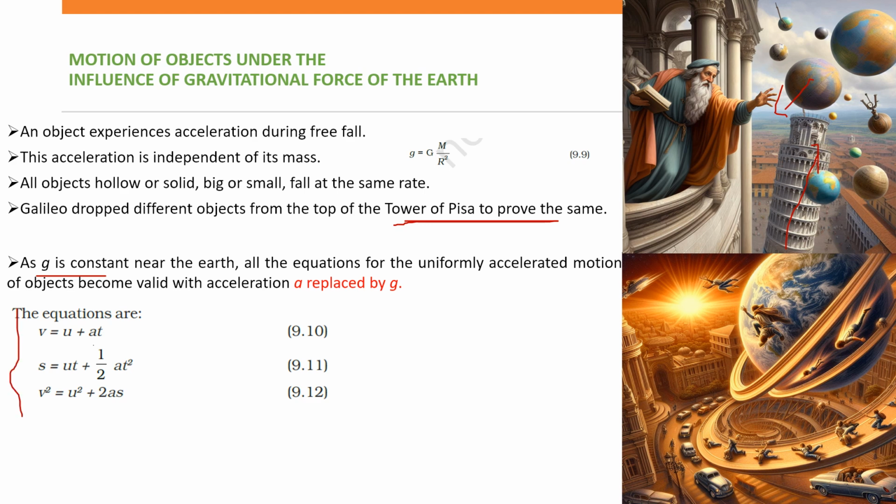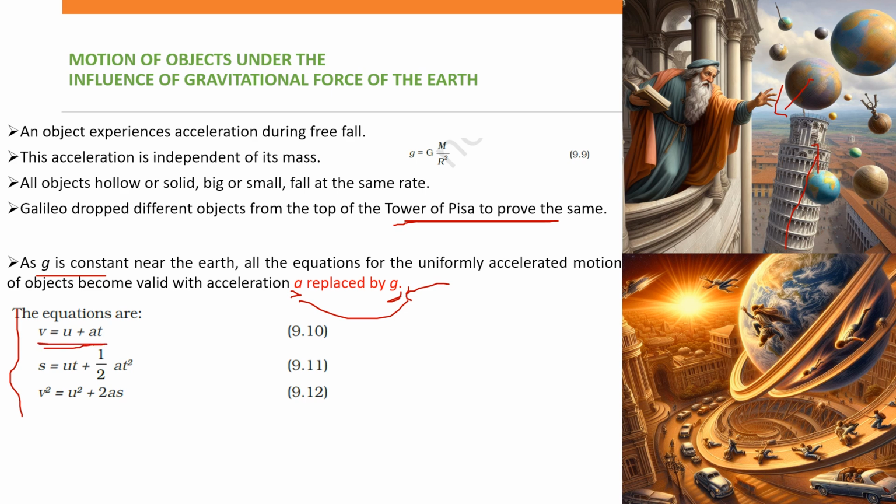They are very, very important equations. In these equations I can simply replace a with g, because both are accelerations. In this particular case, for a falling object, I can replace it with acceleration due to gravity, because we know the value. It's constant, 9.8 meters per second squared. So these are still valid.